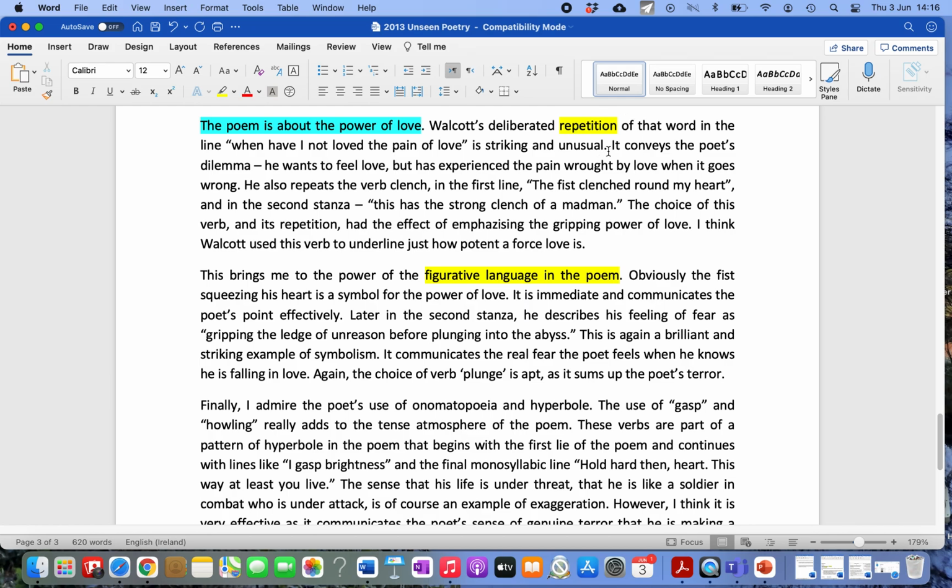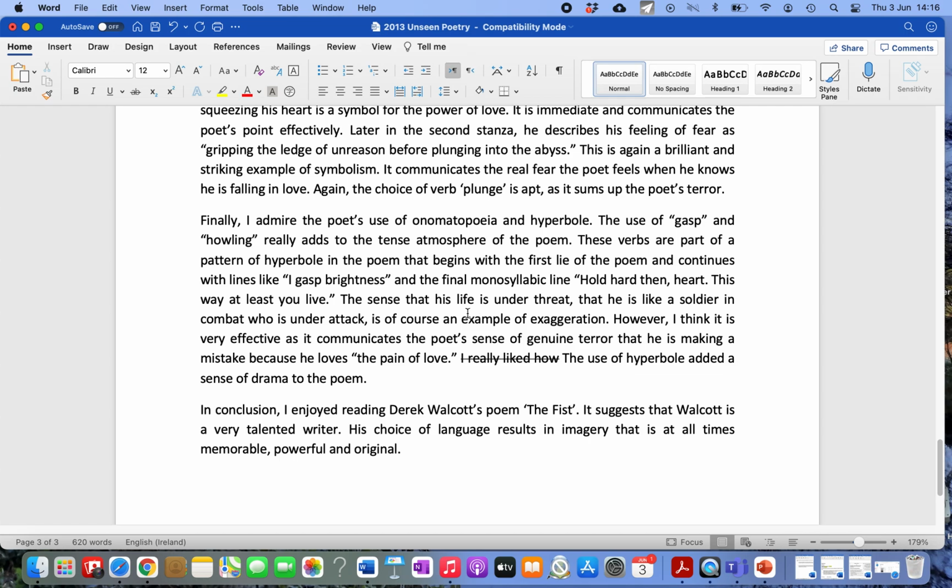So this is on the poet's use of language, repetition. This is on the poet's use of language, figurative language. And now we have a third paragraph on onomatopoeia and hyperbole. "Finally, I admire the poet's use of onomatopoeia and hyperbole. The use of gasp and howling really adds to the tense atmosphere of the poem. These verbs are part of a pattern of hyperbole in the poem that begins with the first line, of the poem, and continues." Very bold, Paul, read your work.